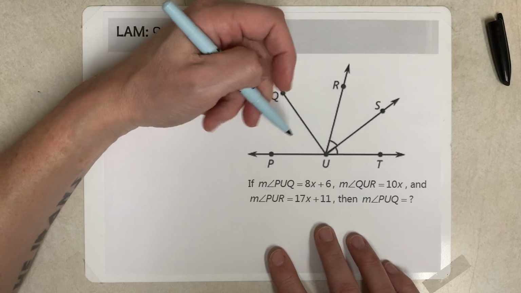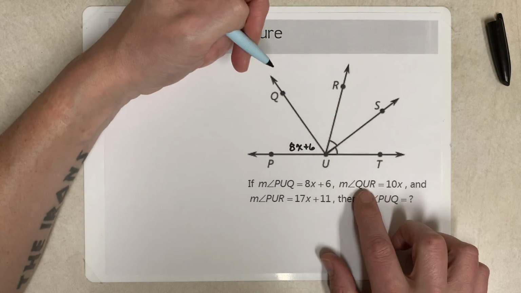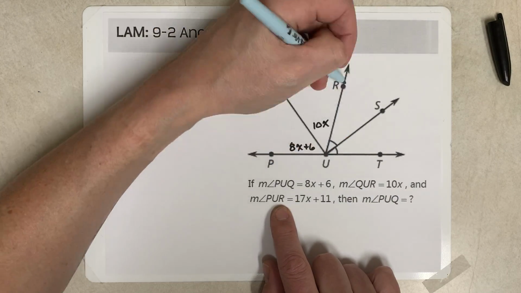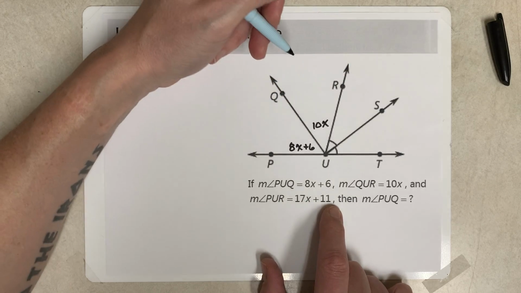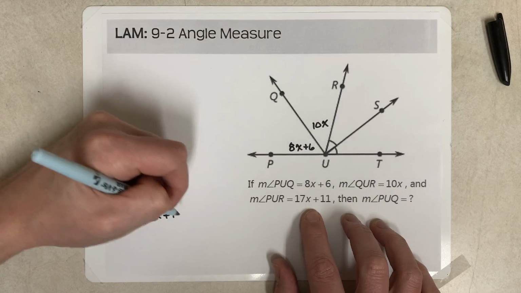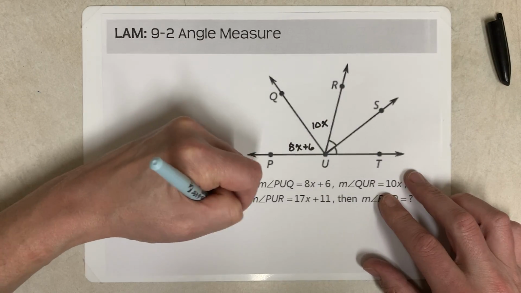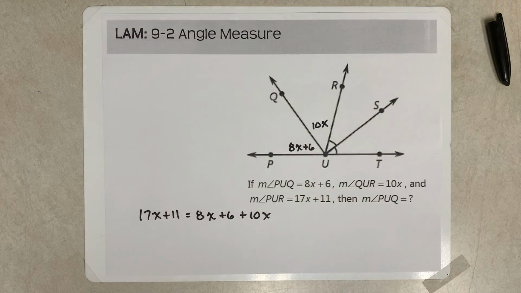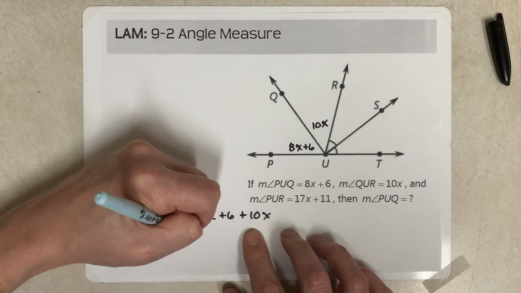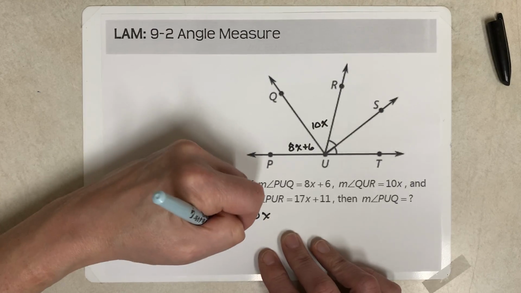So this one, we have PUQ is 8x plus 6. QUR is 10x. And PUR, the whole thing, is 17x plus 11. So what that means is the whole thing, 17x plus 11, is equal to the sum of these two that make that angle. So 8x plus 6 plus another 10x. So now we have to solve this equation, and we get 17x plus 11 is equal to 8x and 10x make 18x, and then plus 6.